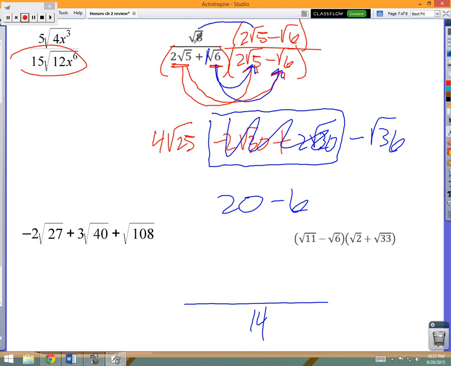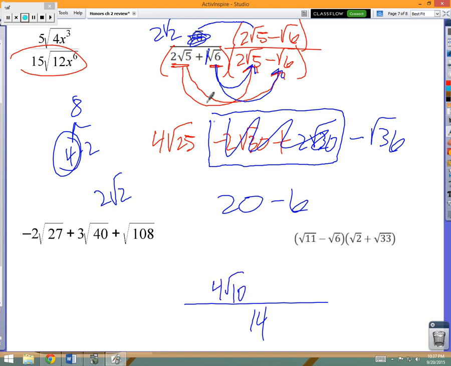Okay, the top. Square root of 8. Might be easier to change that first. Square root of 8, if you break down 8, 8's got a perfect square and it's 4. Square root of 4 is 2, so we got 2 square roots of 2. So change 8 for 2 square roots of 2. Okay, so 2 square roots of 2 times 2 square roots of 5 is going to be 4 square roots of 10. And then 2 square roots of 2 times a negative 6 is going to be a negative 2 square roots of 12.